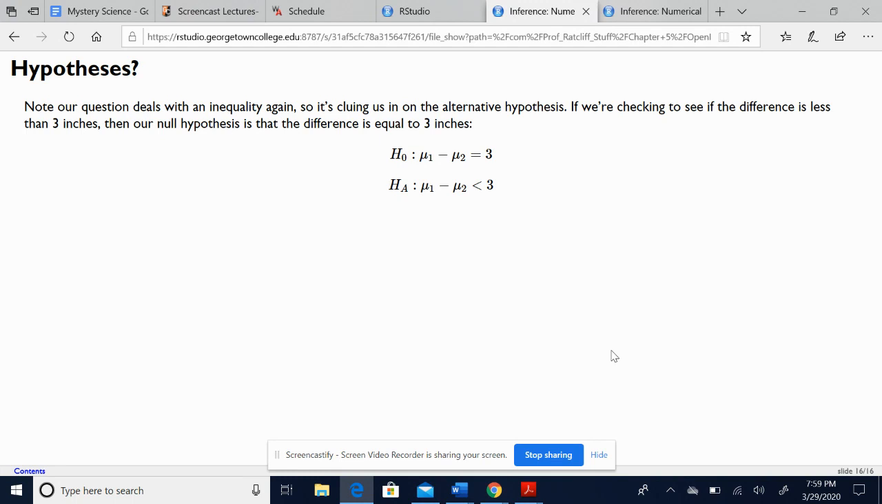What about our hypotheses? Our question deals with an inequality again, so that means it's talking to us about the alternative. We're checking to see if the difference is less than 3, that was the language included in our prompt. I know my null has to be an equation. I also know that the comparison number has to be the same. So my null is going to be mu1 minus mu2 equals 3. My alternative, mu1 minus mu2, is less than 3.